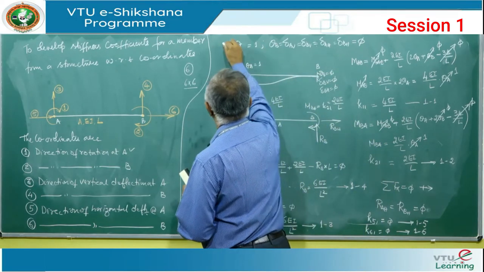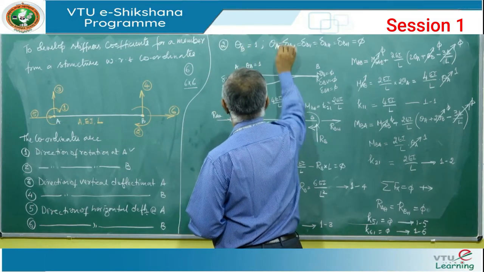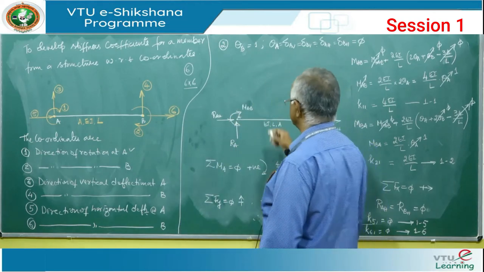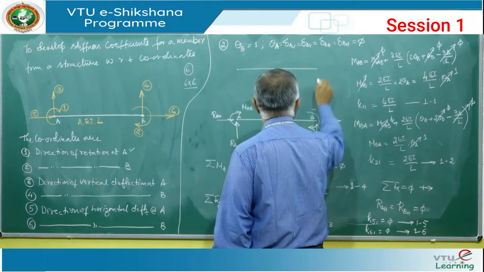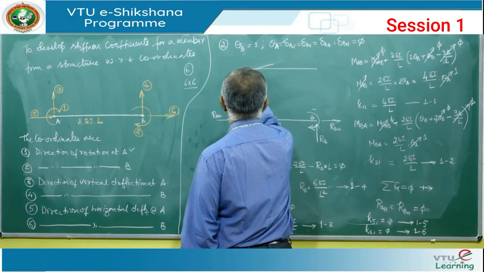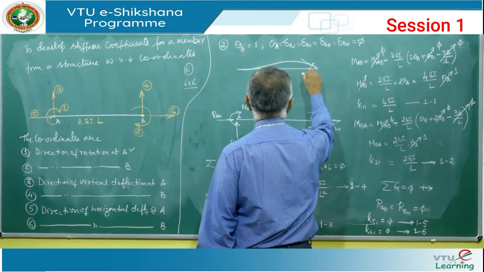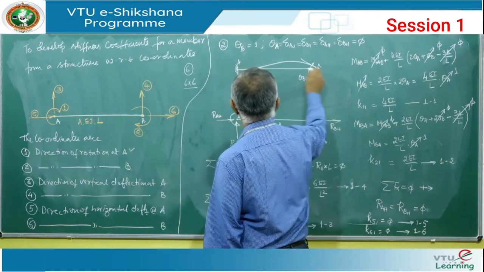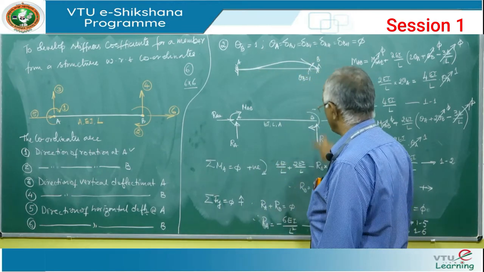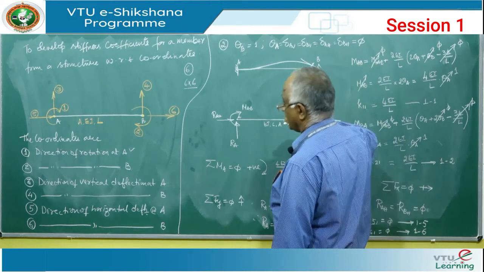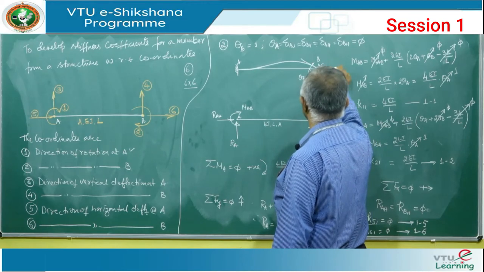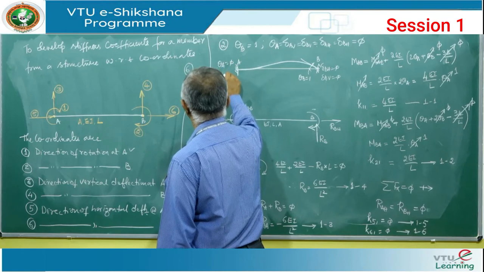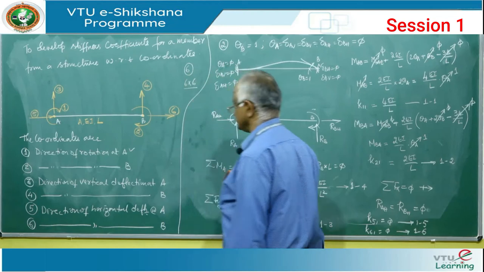Second case, theta B equal to 1, whereas all other values are 0. How to get it? Take the same beam. Because of these two conditions, fixed at A and fixed at B, with a unit rotation along the direction of MAB or MBA, delta BH and delta BV are 0, whereas here theta A is 0, delta AV is 0, delta AH is also equal to 0.